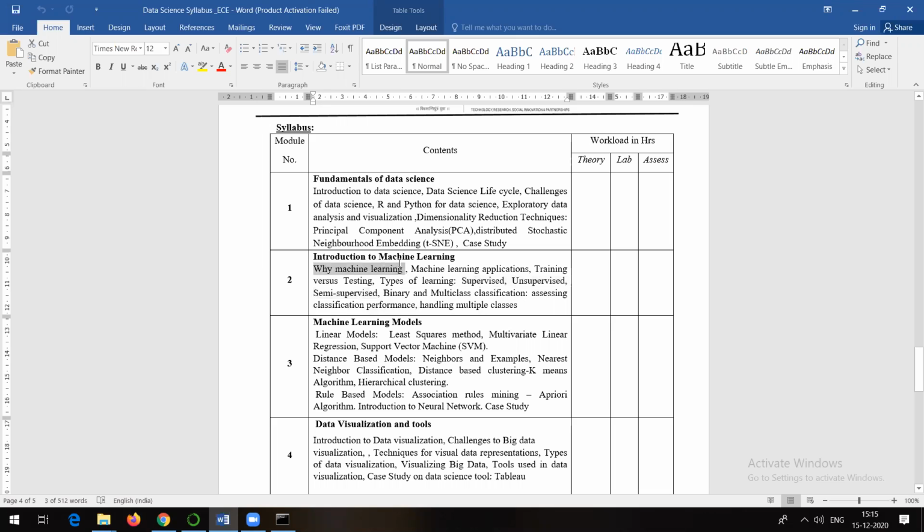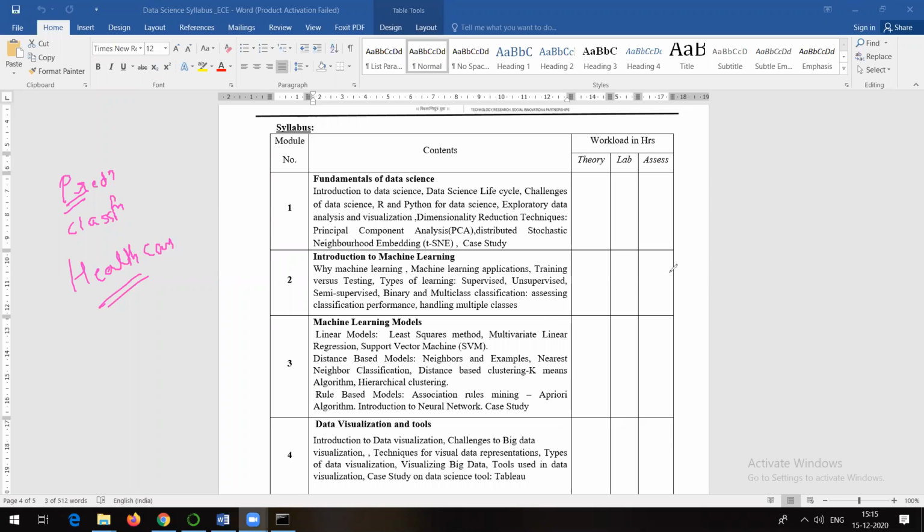Why machine learning? Machine learning can solve different types of problems. It can solve prediction types of problems, and classification types of problems, as I told you. You can go and predict stock market prices, and even in the healthcare domain, you can solve a lot of problems with the help of machine learning.